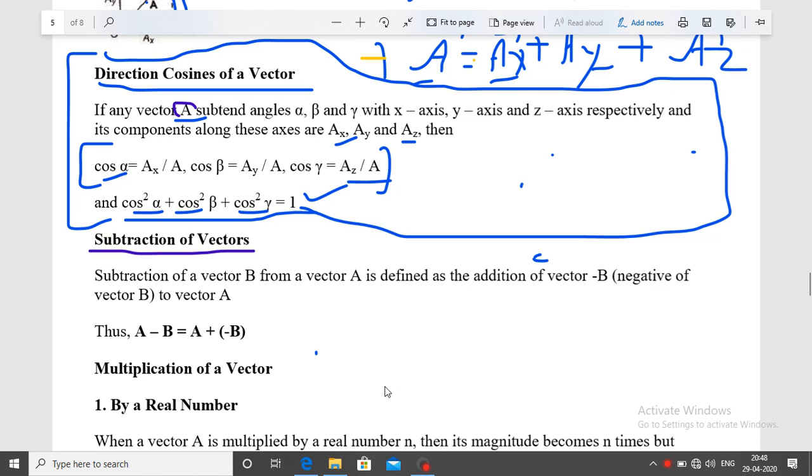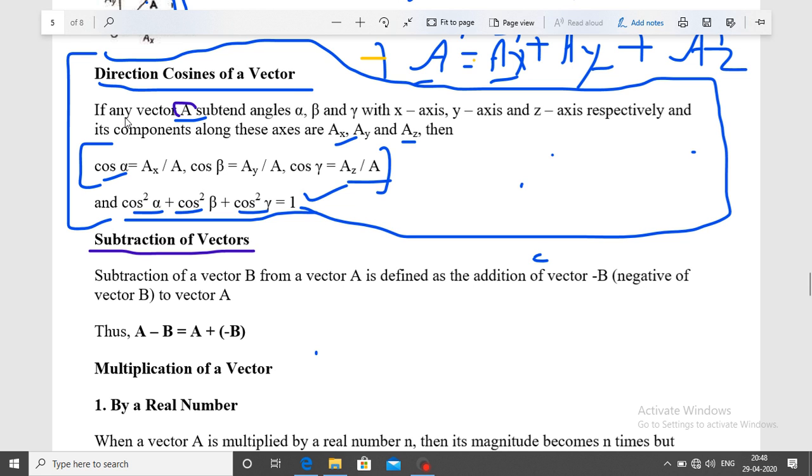Students, today we are going to study the topic subtraction of vectors. Then we will study scalar product of two vectors and vector product of two vectors. Before starting today's topic, students, let us revise the topic which we completed yesterday. The last topic we completed yesterday was direction cosine of a vector.